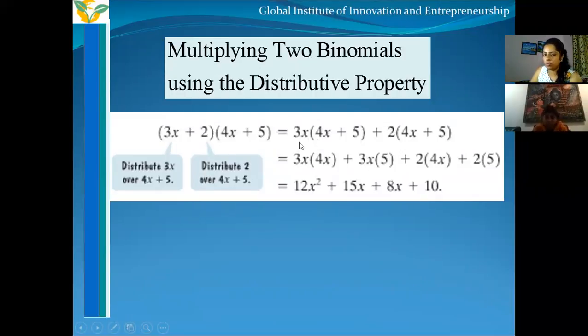Now I have to perform the operations. 3 into 4 is what? 12. X into x is what? X square. Plus 3 into 5 is what? 15. X into 1 is what? X. 2 into 4 is what? 8. X just has to be kept as it is because there is no x term here. Plus 2 into 5 is what? 10. This is how I have to multiply two binomials using what?